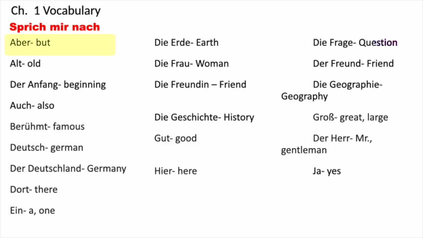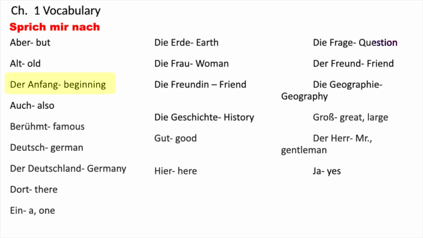Now, as I go through these vocabulary words, I'd like you to pronounce with me, and I'd like you also to write them down. If you need to pause the tape to do so, go ahead. So we'll now begin with the first word, aber, which is but. Once again, aber is but. Alt is old.